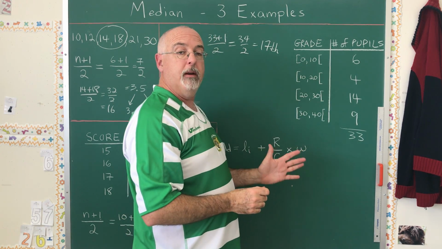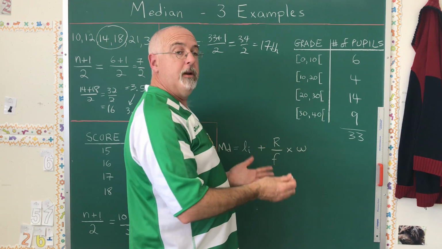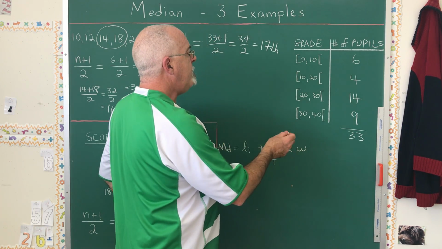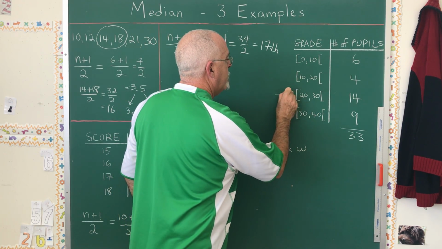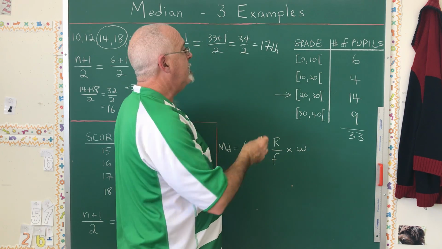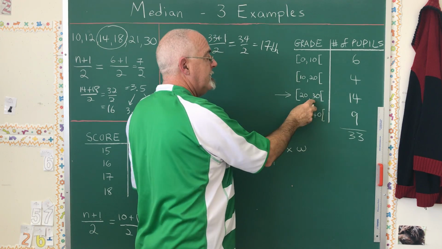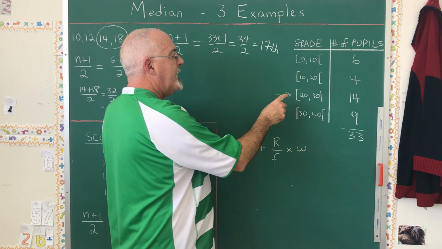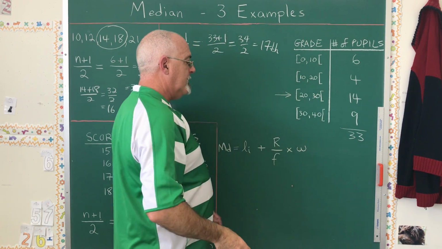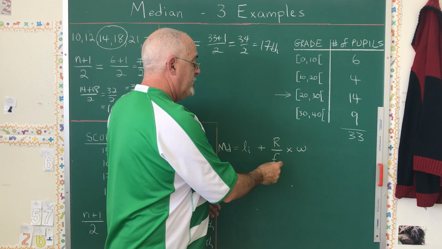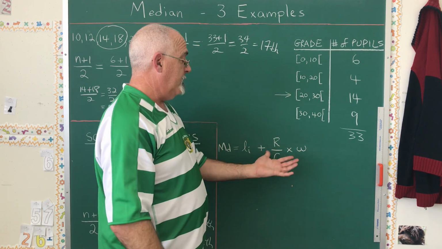Well, we now have narrowed it down. We know our median is somewhere between 20 and 30. This, therefore, is our median class. We have figured out that the 17th value is in this class. That means our median is in this class. We call it the median class. And the good thing about knowing the median class is it tells you very quickly 3 of the 4 values you need to fill in this formula.